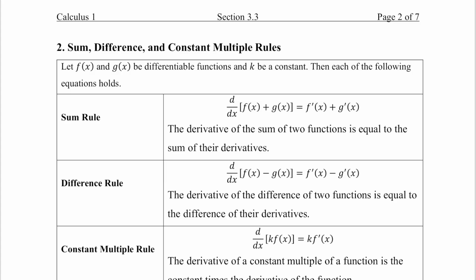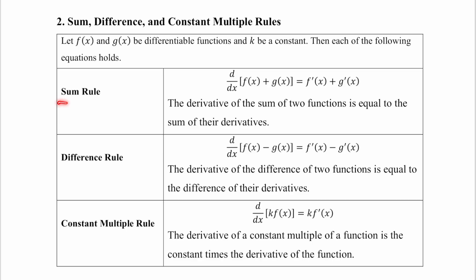Now that we understand the constant rule and the power rule, we are going to learn three more important differentiation rules. These rules help us take derivatives when functions are added together, subtracted, or multiplied by a constant. This section is called sum, difference, and constant multiple rules.